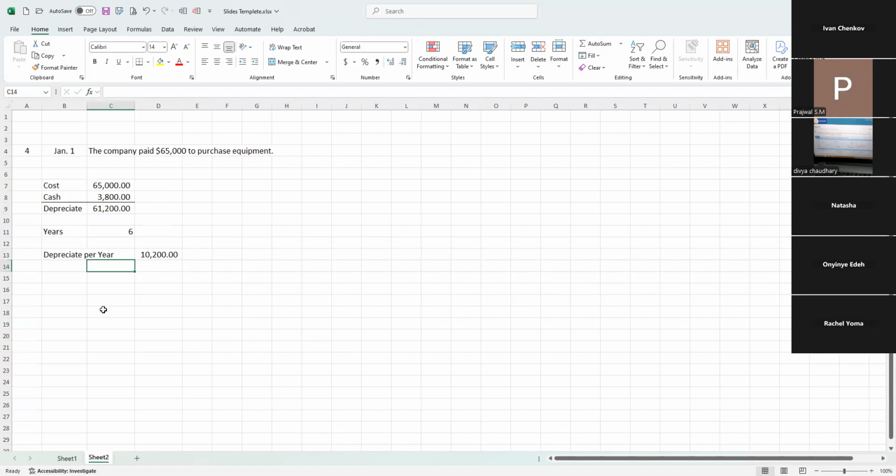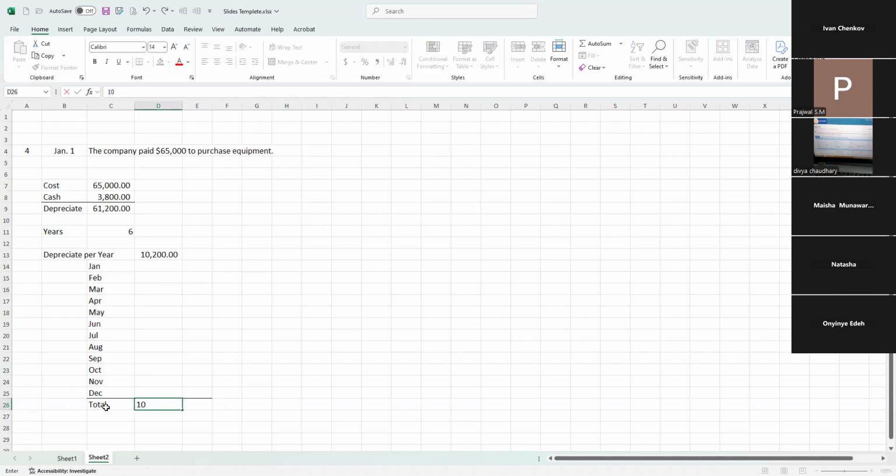But what's interesting with the year? The year has months. Divided by 12. So we have January, we have February, and keep going all the way to December. At the end of December, how much will be my total depreciation? It has to be 10,200. So every month I have to plug in something. How much do I have to plug in January in order to have a total of 10,200? Divide 10,200 by 12, so 850.